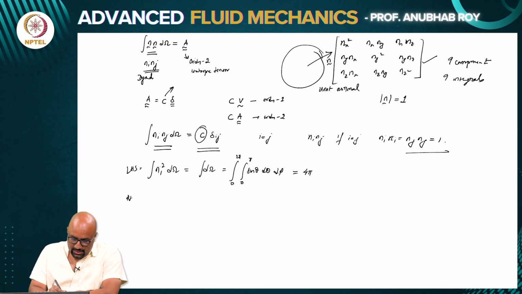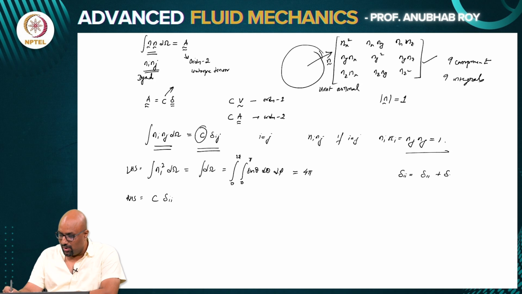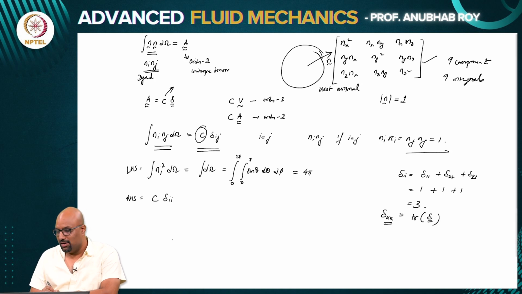The RHS is the constant times delta ii. Now, what is delta ii? By Einstein notation, delta ii is delta 11 plus delta 22 plus delta 33. This is 1 plus 1 plus 1, which is equal to 3. Another way of thinking of this quantity, delta with repeated indices, or for that matter for any matrix, is the trace of that particular order 2 tensor.